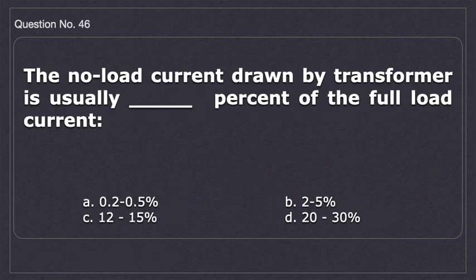Question number 46. The no-load current drawn by a transformer is usually blank percent of the full load current. A. 0.2 to 0.5%. B. 2 to 5%. C. 12 to 15%. D. 20 to 30%. Answer, B. 2 to 5%.